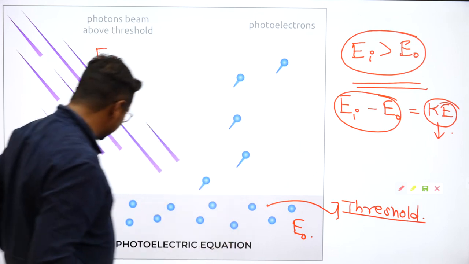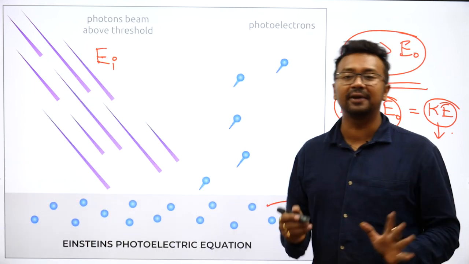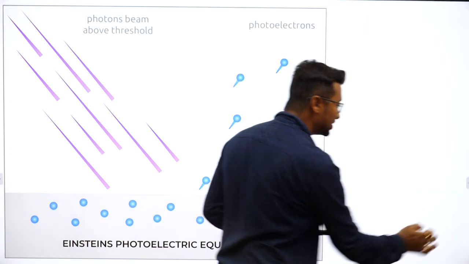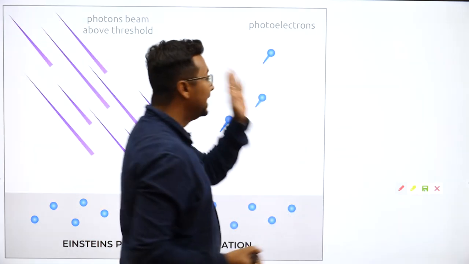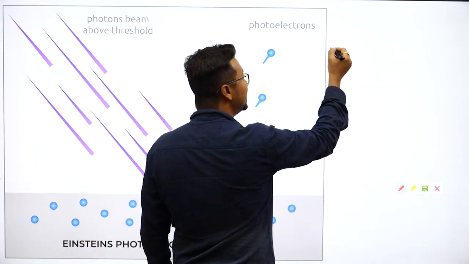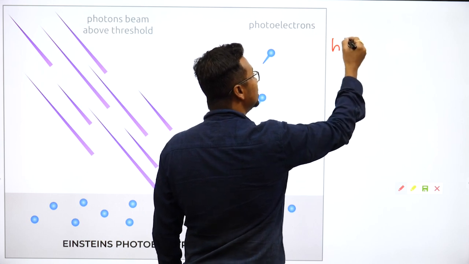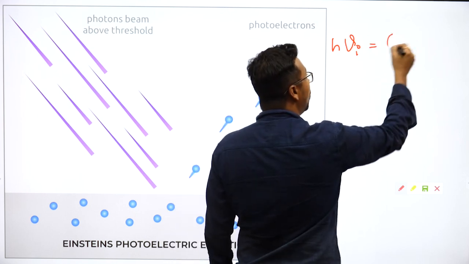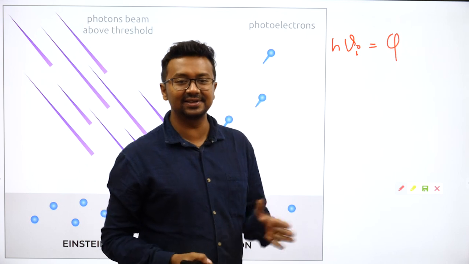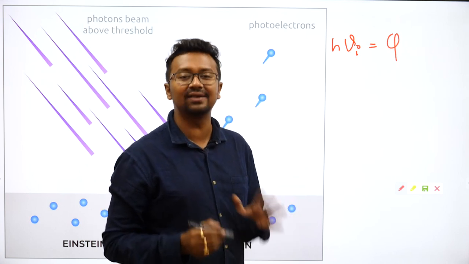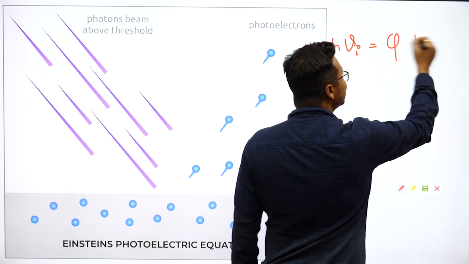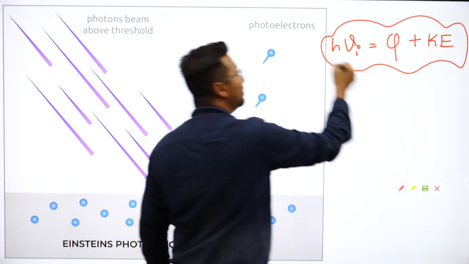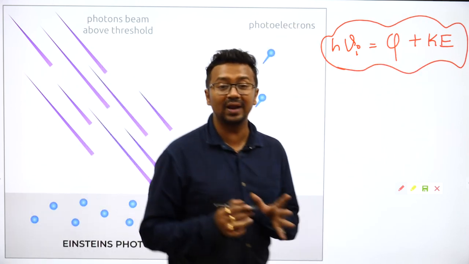So based on this, there is something called Einstein's photoelectric equation. Now, what does this Einstein's photoelectric equation say? Let us have a look at that. He said that the incident energy, which can be written as h mu incident, is equal to the work function of the metal, that is the threshold energy, plus the kinetic energy of the photoelectrons. Plus the kinetic energy of the photoelectrons, my dear students.